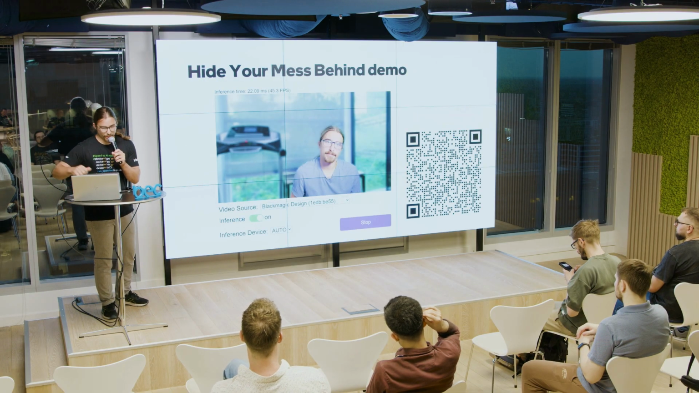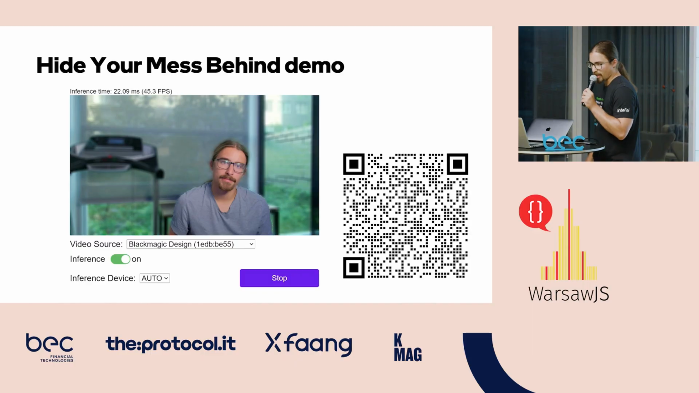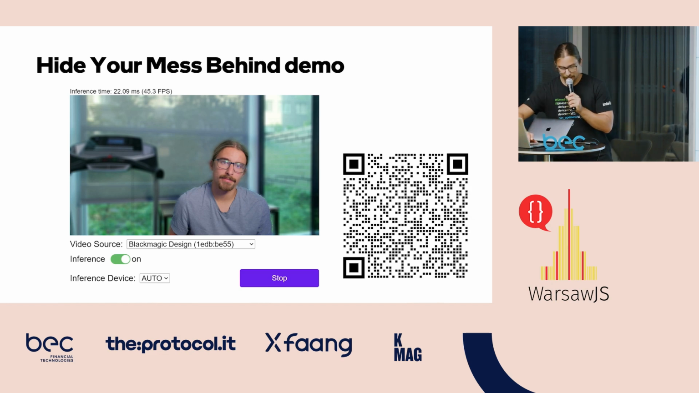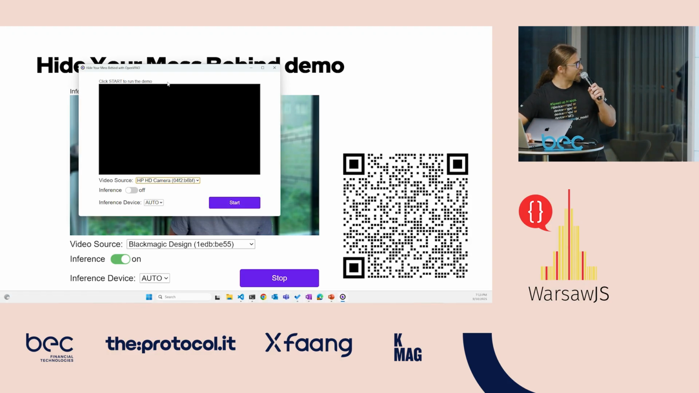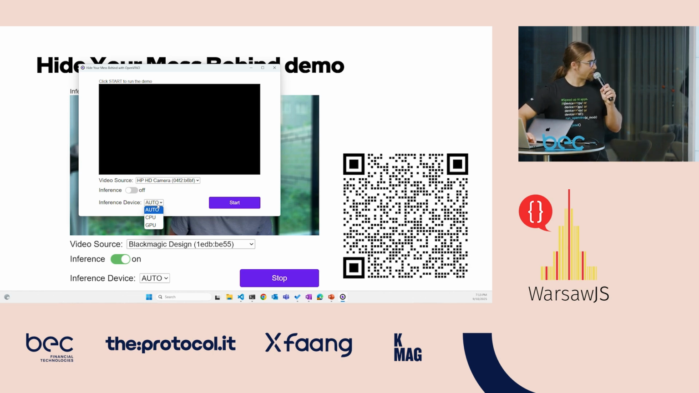Okay, now we have some time, so this is a QR code which leads to the code of hide your mess behind demo in our repository. But what I'd like you to see is the live demo. So this is our application. We can choose the video source. Currently, I have only my laptop camera, so there's only one. I can choose the inference device. Currently, I have GPU and CPU. Sometimes it can be also NPU when you have an AI PC laptop from Intel. But now I have only CPU and GPU.